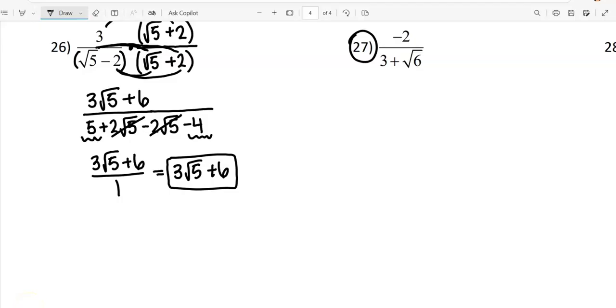Little rundown of 27 so you can check your work. Your conjugate pair should just change sign on the middle, not on the 3. And so that's the main thing that I saw going on. Your conjugate pair is going to be 3 minus the square root of 6.